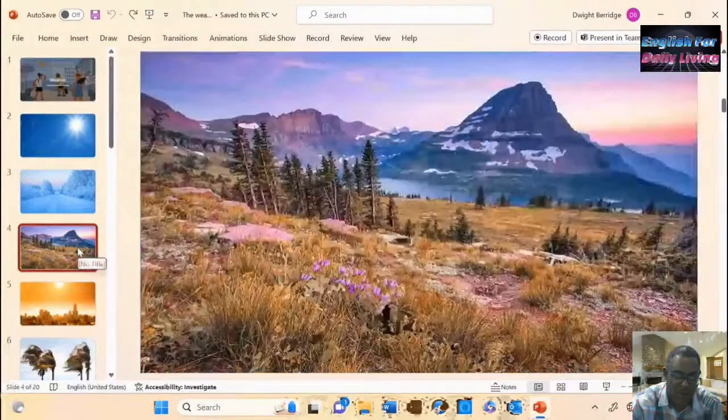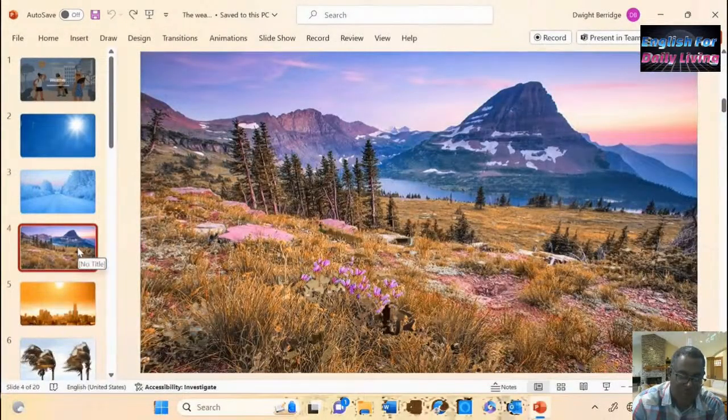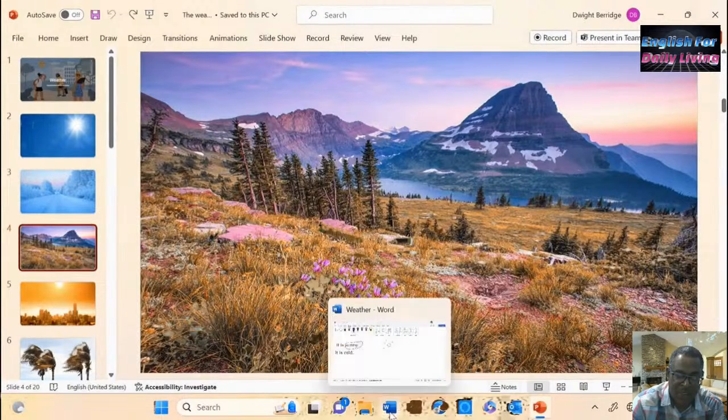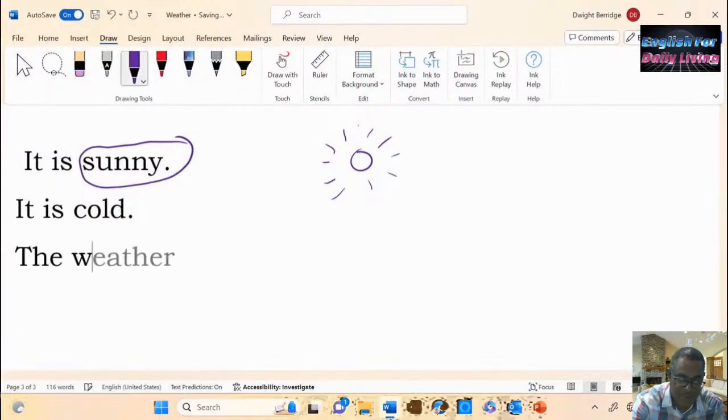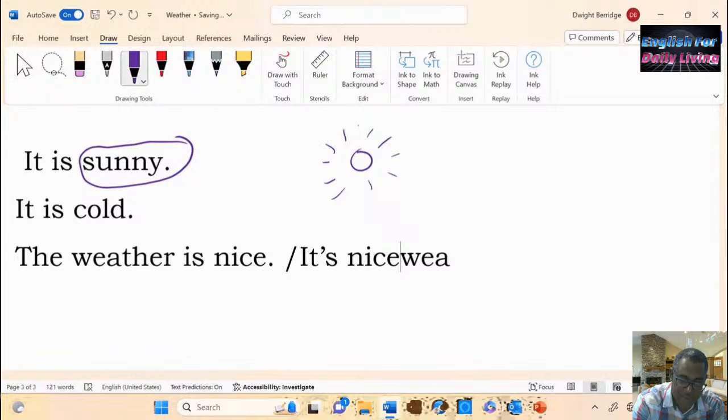This one, next one. Oh, this is beautiful. This one would say, the weather is nice. Notice this expression, the weather. You didn't say it is nice weather, or the weather is nice. It is beautiful or nice. The weather is nice. Or you can say it's nice weather or lovely weather. All right, very good.